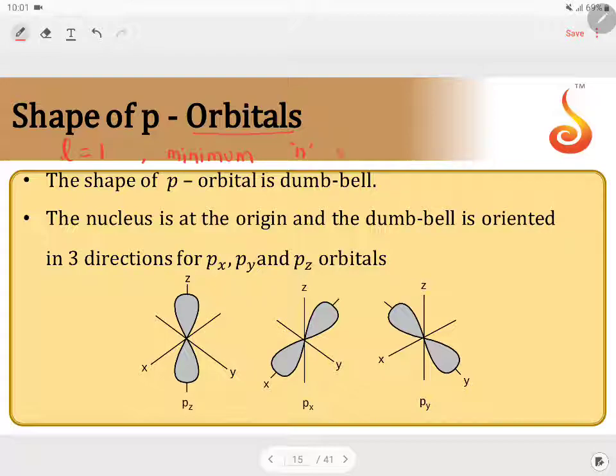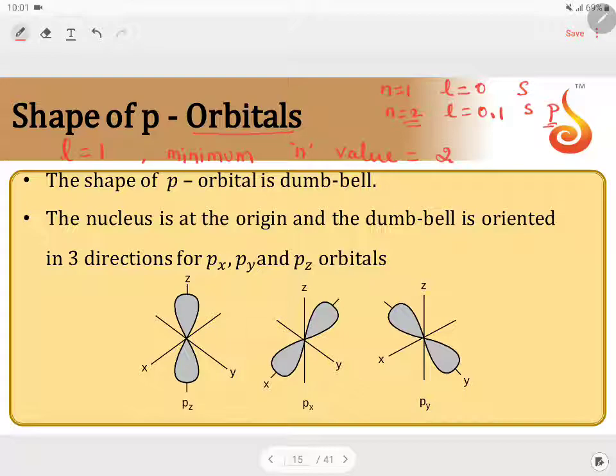Similarly, if you consider the minimum n value, principal quantum number, it starts from 2, because we know that when n is equal to 1, that is K shell, L is equal to 0, therefore only s is possible. If you consider the L shell, n is equal to 2, L is equal to 0 and 1. Therefore, for the second shell, there are two subshells, that is s and p. Therefore, to get p, the minimum value of n will be 2.